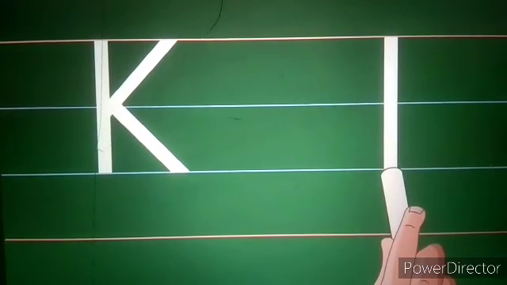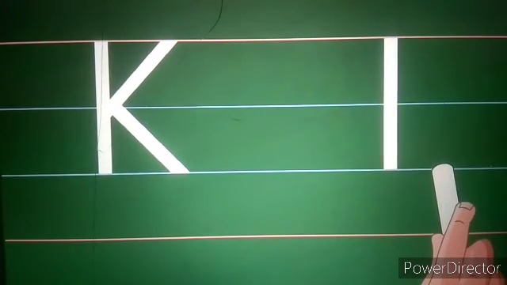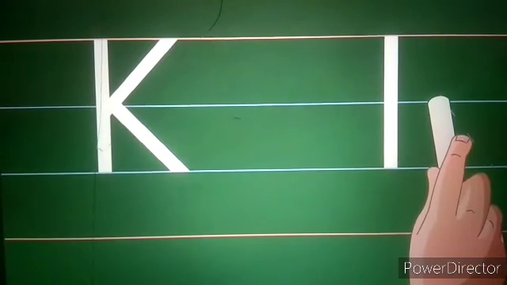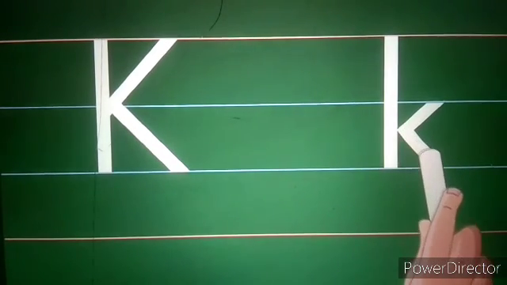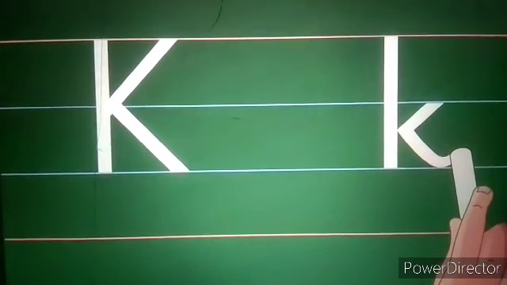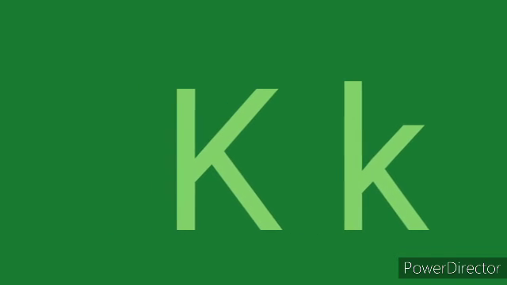Next letter, small k. Start from the top and make a standing line to the bottom. Next, from the middle, make a downward slanting line to the left. Then make a downward slanting line to the right with a small curve at the bottom. This is small letter k.